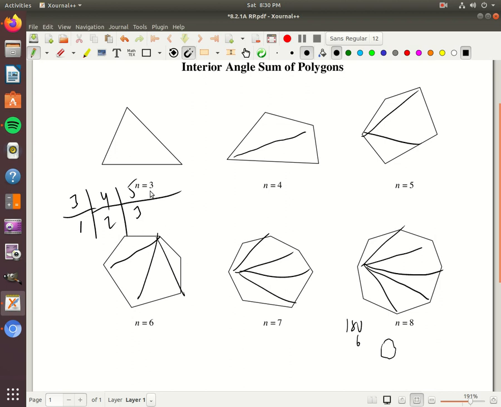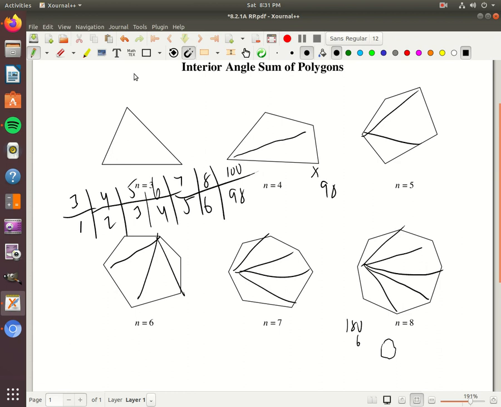And when there was 6 sides, there was 4 triangles. And when there was 7 sides, there was 5 triangles. When there was 8 sides, there was 6 triangles. So hopefully we've recognized the pattern now that if there's 100 sides, there must be 98 triangles, right? We're just subtracting 2 each way. So I just need to know what 98 times 180 is.